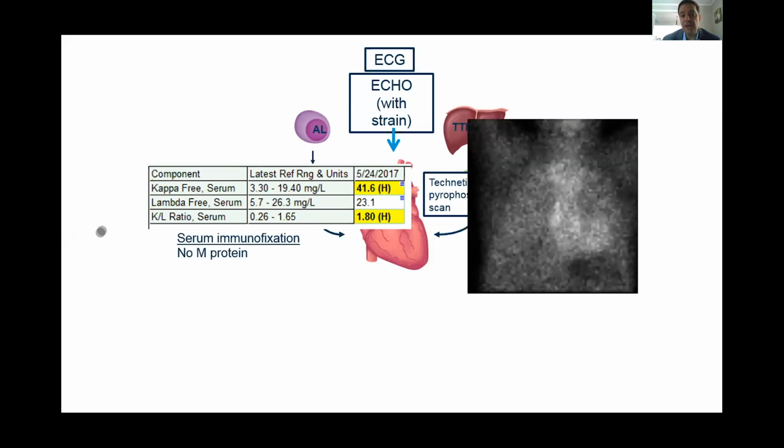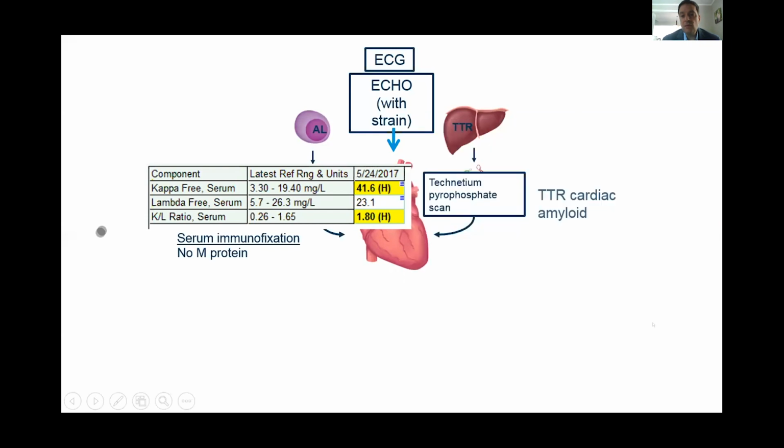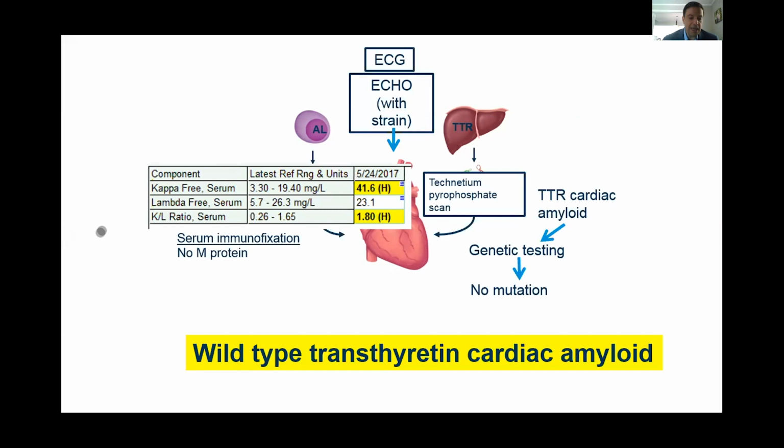A lot of uptake on the technetium pyrophosphate scan on the heart, confirmed by SPECT imaging. You can see all this orange part is all uptake. And then we did genetic testing, and there was no mutation. So the question is, can we diagnose this patient with wild type TTR with this abnormal kappa lambda ratio?